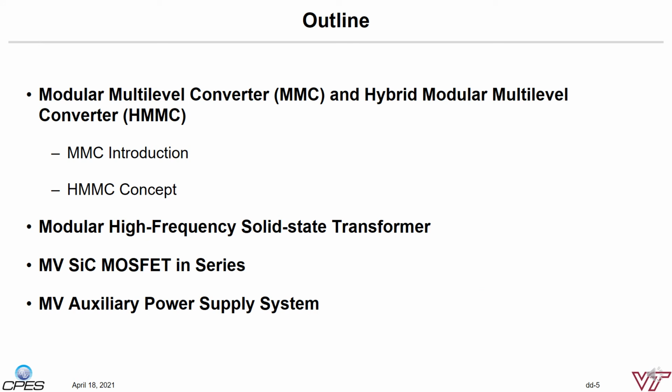This is the outline of the tutorial. The first section is about some topology exercise. I'd like to talk about the popular modular multi-level converter, MMC, and move on to the hybrid MMC concept, followed by the benefits comparison in medium voltage and high voltage applications. In the second part, I'd like to talk about the modular-based resonant-type high-frequency solid-state transformer, including the converter and transformer designs. The third part will discuss medium voltage silicon carbide MOSFET in series and its voltage balancing control approach for medium voltage high frequency operation. Lastly, the design of a high frequency auxiliary power supply system with a medium voltage insulation capability and low coupling capacitance will be discussed.